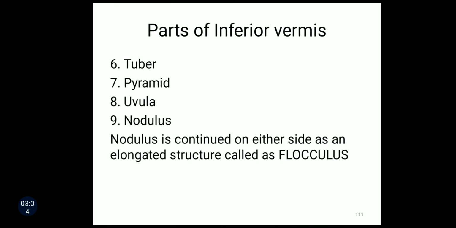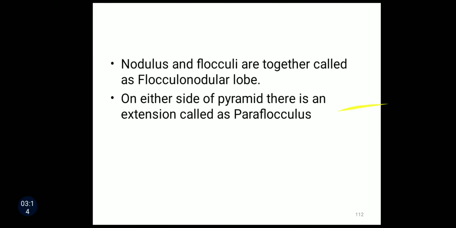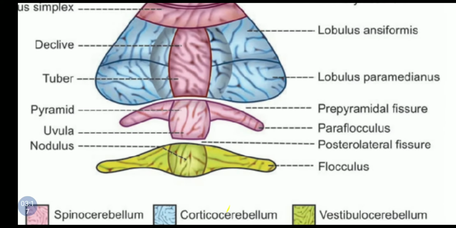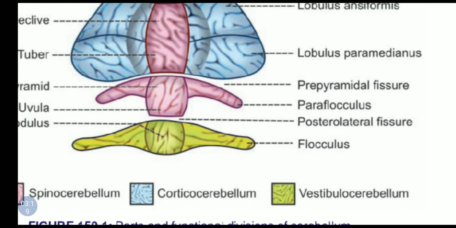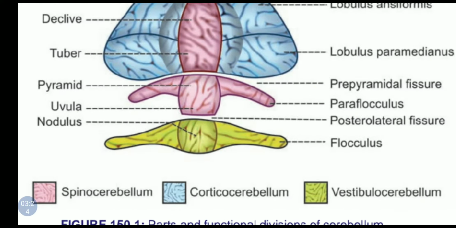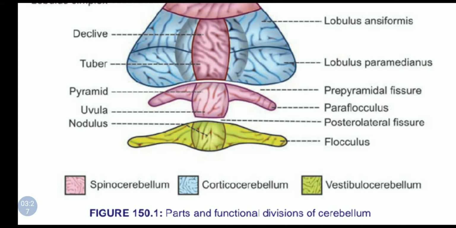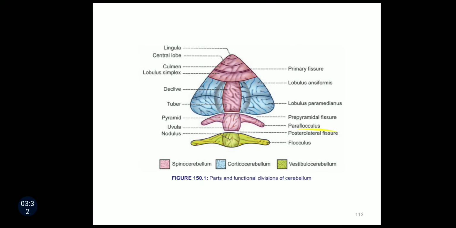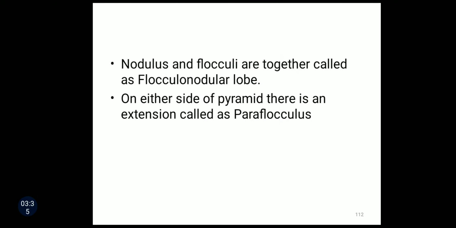Nodulus, here you can see, is continued on either side as an elongated structure called flocculus. On both sides this nodulus is elongated, which is called flocculus. And nodulus along with flocculus together is called the flocculonodular lobe.